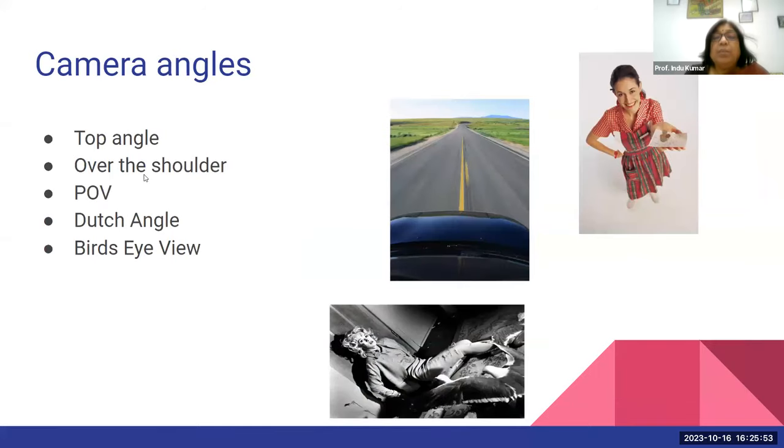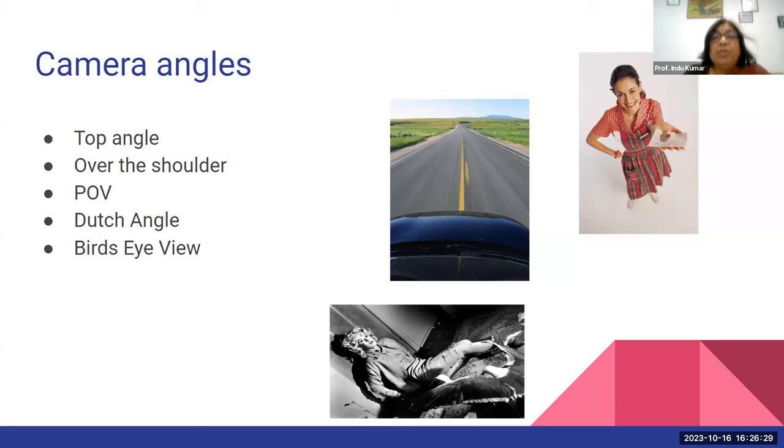So these are some other camera angles: top angle, over the shoulder, POV, Dutch angle, and bird's eye view. Here some of the angles are shown. This is the over the shoulder angle. Top angle will come in the next slide. This is POV, point of view angle, where it appears as if the viewer is also moving along in a shot, a part of the event or incident which is happening.